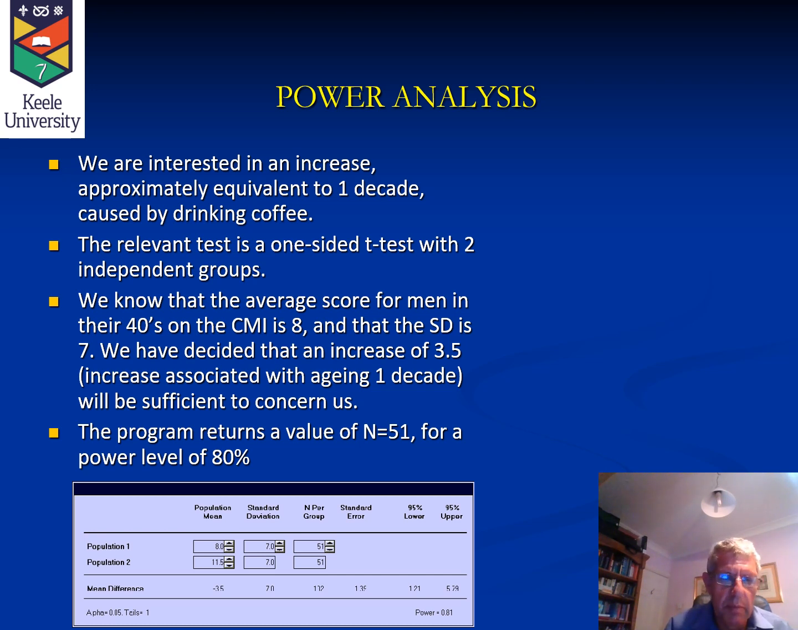So if we put these numbers into the calculator down here, you can see population 1, population 2 showing a hypothesized increase from 8 to 11.5. It will tell us that we need 51 people in each group in order for there to be a power level of 80%. So that's an indication of how we determine power analysis in relation to a particular study that we're conducting.